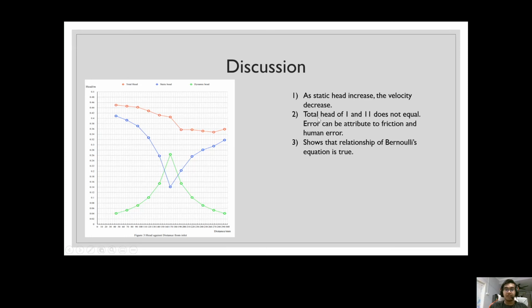Also, the error in this total head can be attributed to human error, which is calculation error. Basically, if we make an error when measuring the static head, everything in the calculation can be affected, which can lead to this error. But most likely it is caused by friction. As you can see here, this is the total head of 1, and this is 11. If this were an ideal situation, it would be the same line.